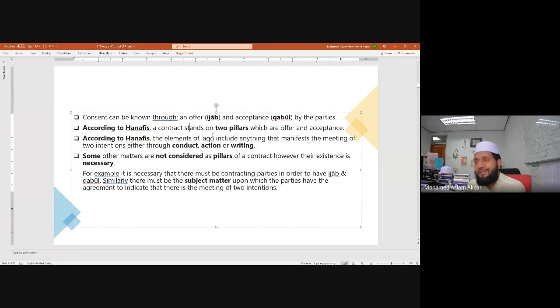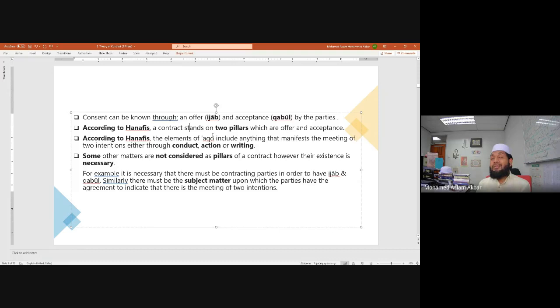So here we are actually learning both. According to the majority, there are three pillars, but according to Hanafi, there are only two pillars. The two pillars of the Hanafi are equivalent to the first pillar of the majority. According to Hanafi, the second and third pillars of the majority are not pillars of the contract. They are requirements, but for them the pillars are only these two.